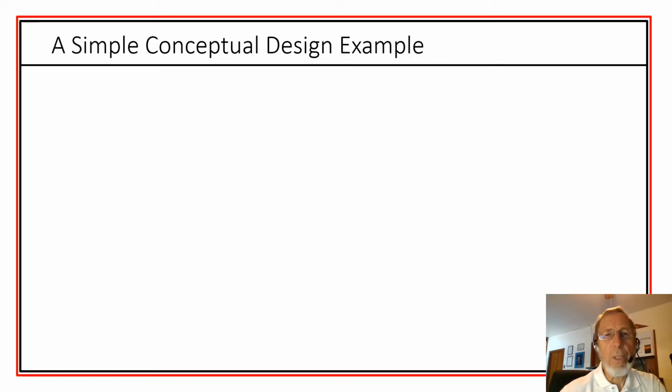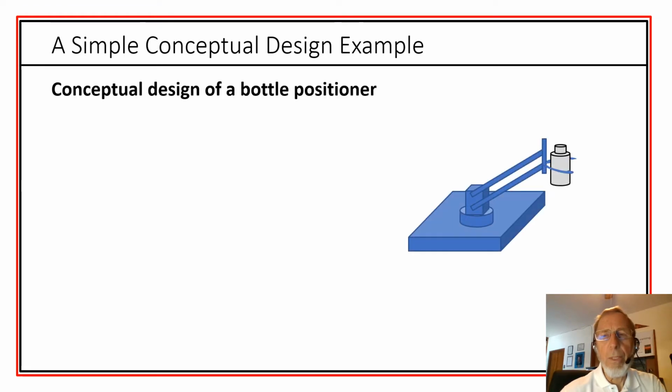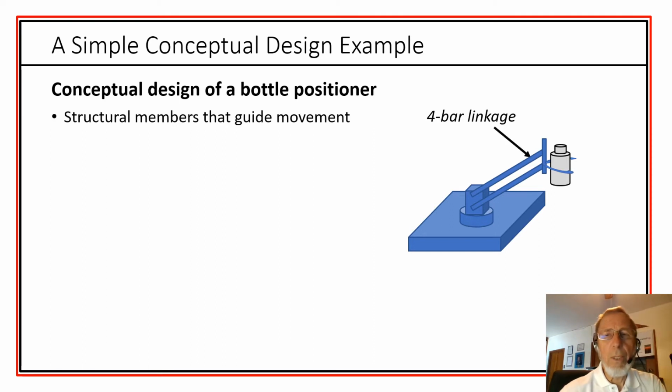Let me give you a quick example of what a conceptual design might look like. Here we have a model of a design for a bottle positioner. It's to grab a bottle, turn, position it, and place it in another location. Included in this conceptual design would be major structural members that are going to be used to guide this movement. Other mechanisms like this grabber that could actually accomplish a task like holding on to the bottle.